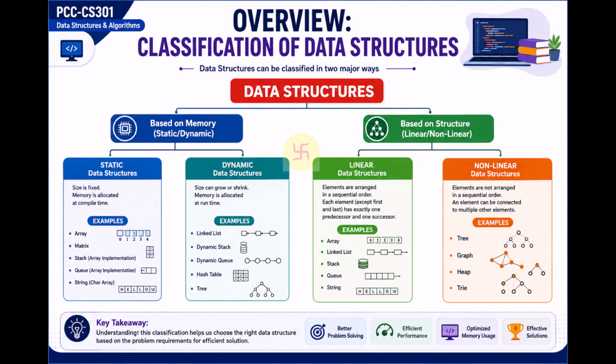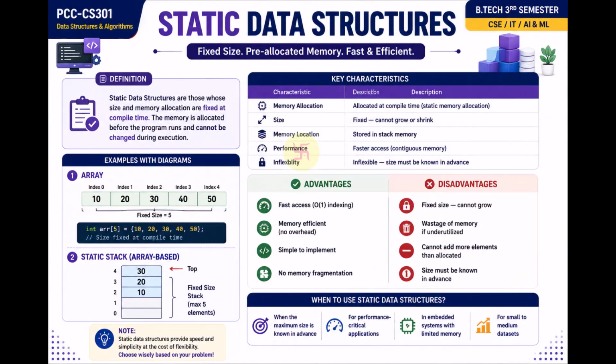For example, arrays are generally static and linear, linked lists are dynamic and linear, trees and graphs are examples of non-linear structures. So remember, one classification tells us about memory behavior, while the other tells us about the structural organization of data. Let's start with static data structures.